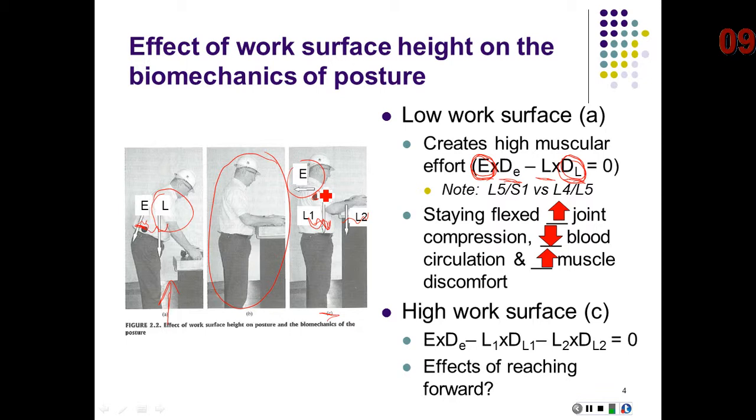Using our sum of our moments equals 0, the muscular effort E at a distance dE from the center of the shoulder joint has to balance the load of the upper arm times the distance between the center of gravity of the upper arm and the center of rotation of the shoulder. And it also has to balance the weight of the lower arm, L2, times its distance away from the shoulder joint, D2. And so the effects of reaching further and further forward are to increase this E. So your shoulder muscle has to work harder and harder.